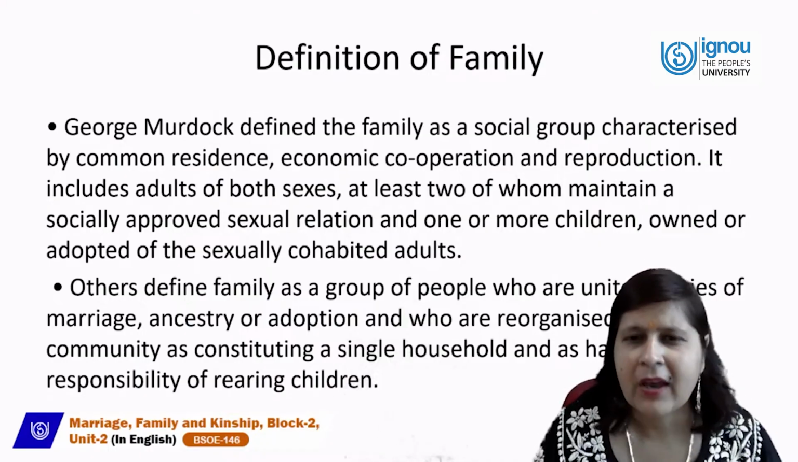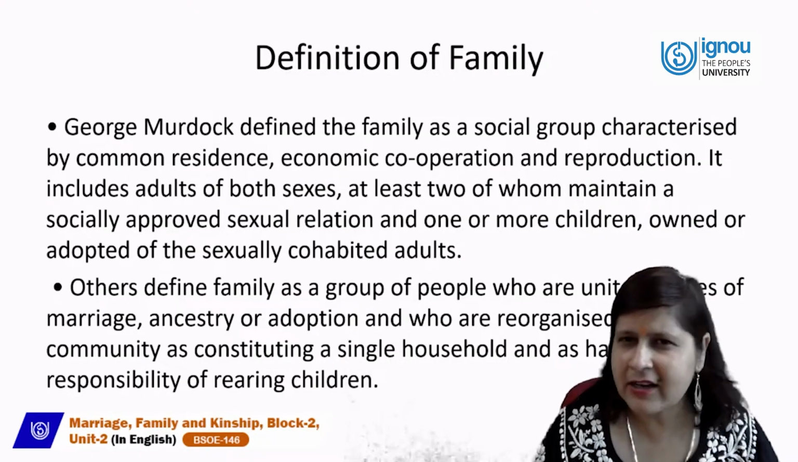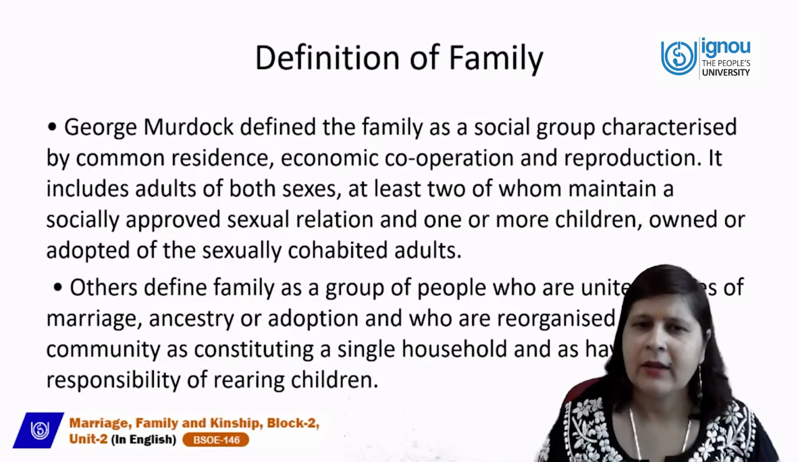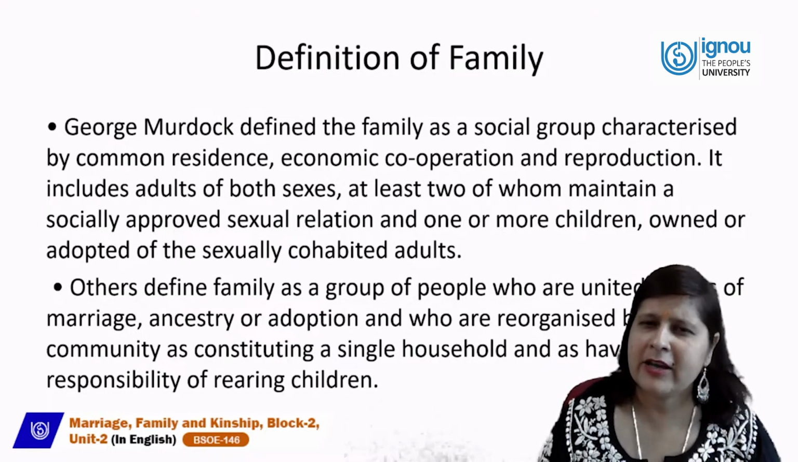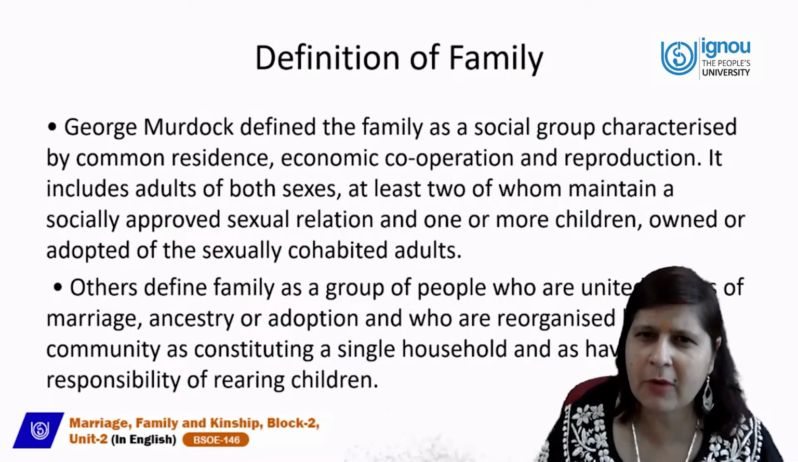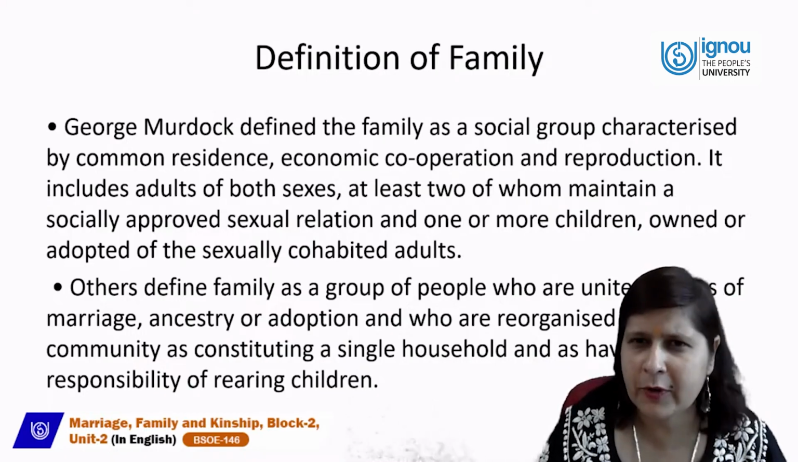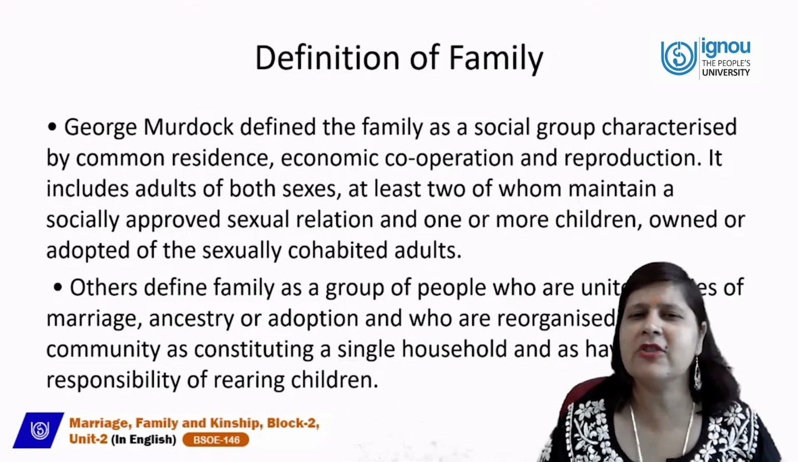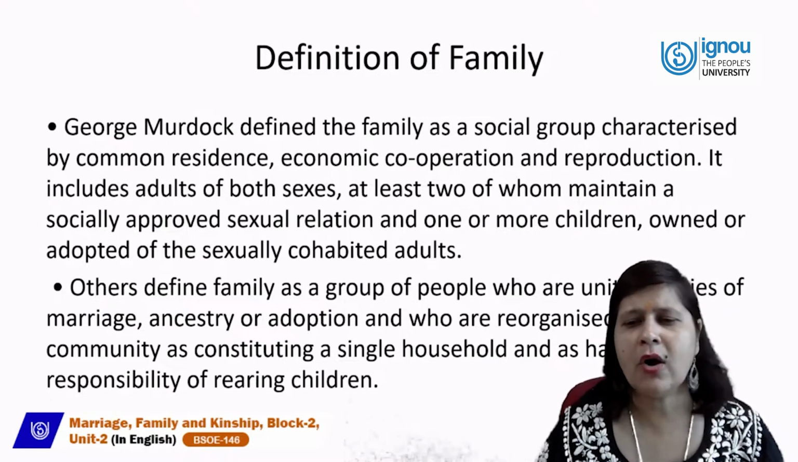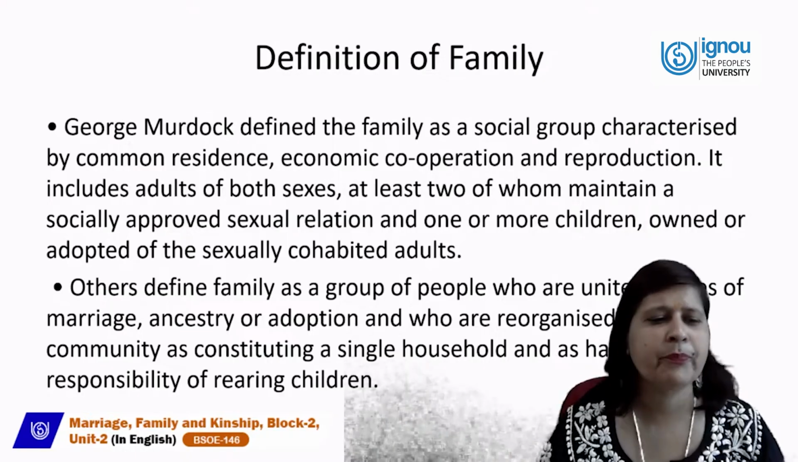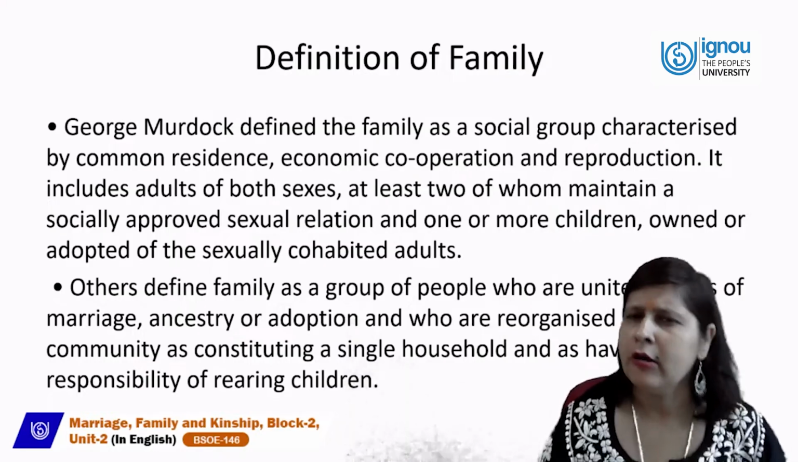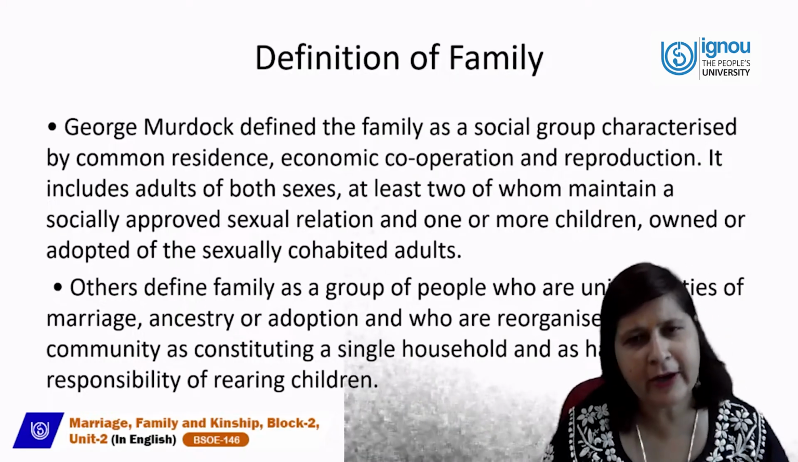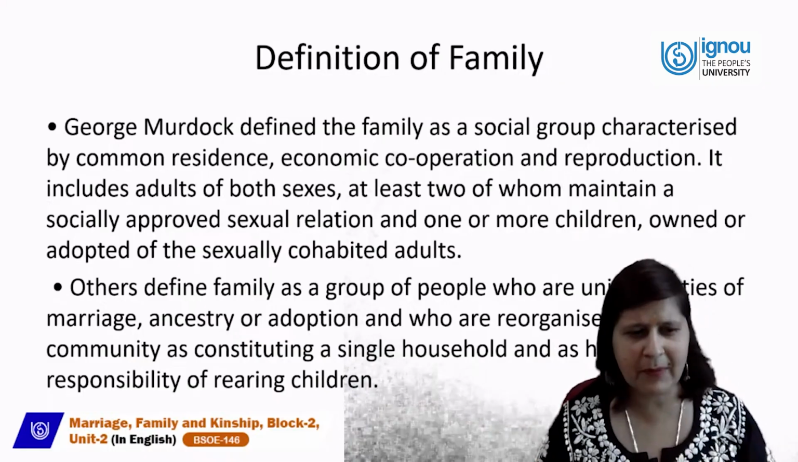Murdock defined family as a group. According to Murdock, it is a group characterized by common residence. They should reside together, and there should be economic cooperation and reproduction. It includes adults of both sexes, at least two of whom should maintain a socially approved sexual relationship, and should have one or more children owned or adopted by the sexually cohabiting adults. Then this is family.